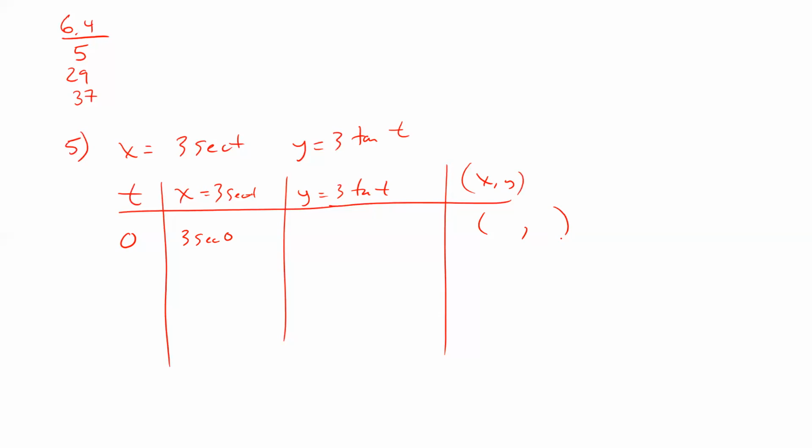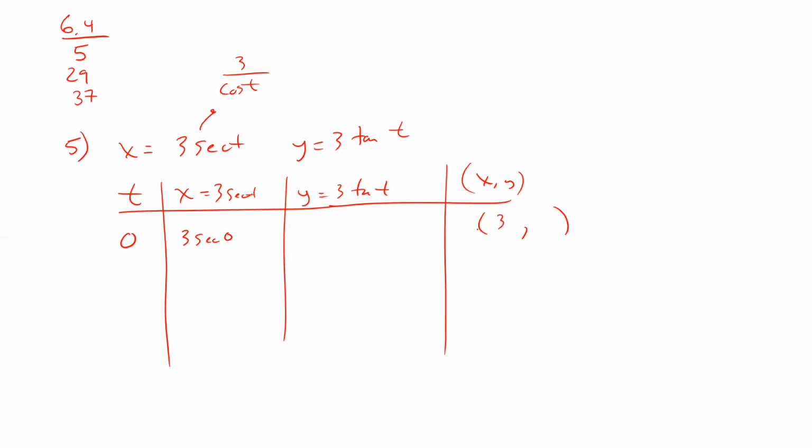Secant of 0 times 3. It would be the what? The reciprocal of cosine. Yeah. So if you want to kind of do this right here, you can do this. It's just one. 1, perfect, yeah.